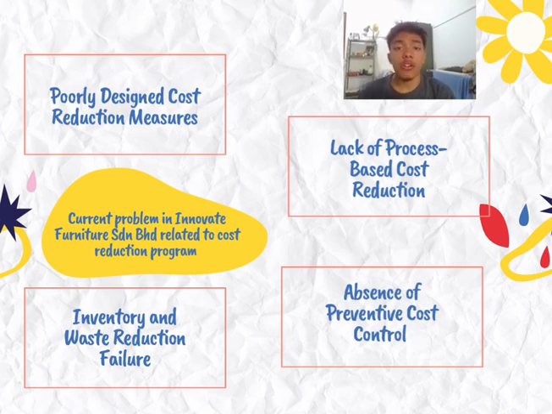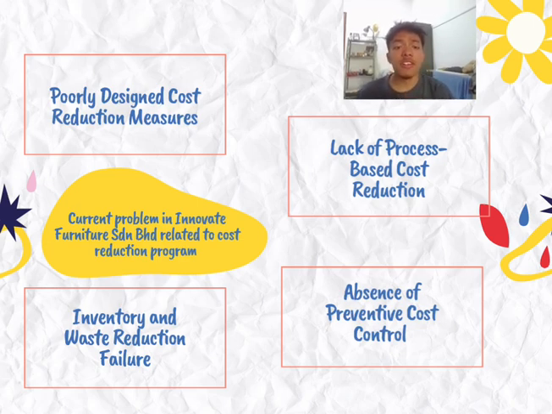Second, Innovate Furniture lacks process-based cost reduction. The company focused on cutting expenses instead of improving production processes. Frequent customization, manual scheduling, and poor coordination between departments increase inefficiencies, rework, and lead time. As a result, costs were not reduced sustainably.